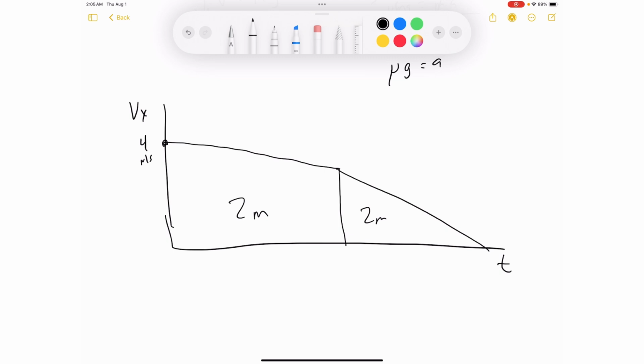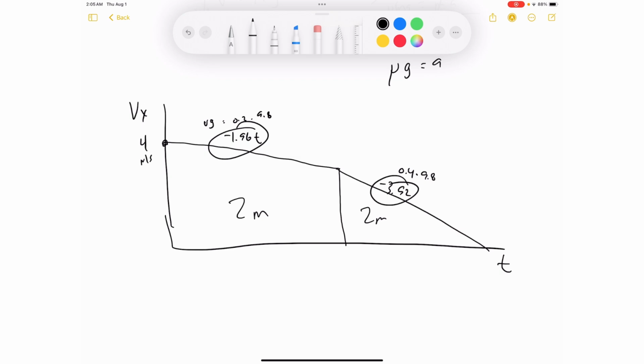So my slope here is just, remember, it's mu g. So mu g here is negative 1.96, negative 1.96. That's the slope, or you could say t if you wanted to. And then here it's negative 3.92, negative 3.92. So this is 0.2 times 9.8, your coefficient times gravity, and this is 0.4 times 9.8, okay?